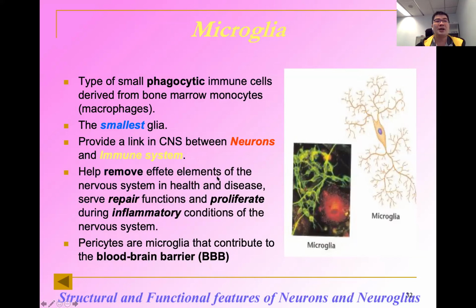Okay. Now, as I mentioned, they can remove damaged neurons or tissue during the healthy or disease state, or repair their function. So those are the phagocytic cells in the central nervous system, the microglia cells. Okay.